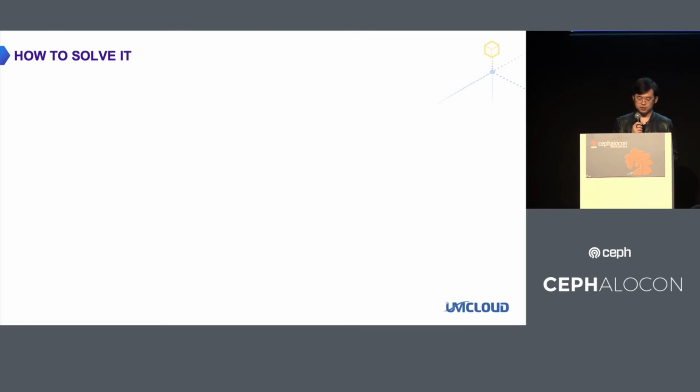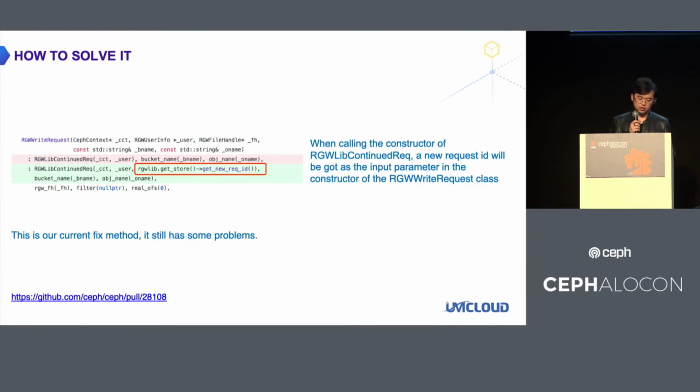How to resolve it? The main solution is that each time we write a file, we get a new request ID to generate the object tag, which can guarantee the object tag will not be repeated. This is our current fix method, but it still has some problems. But Mike found a better way of fixing this problem. So thank you, Mike. This is the fixed pull request of Mike.